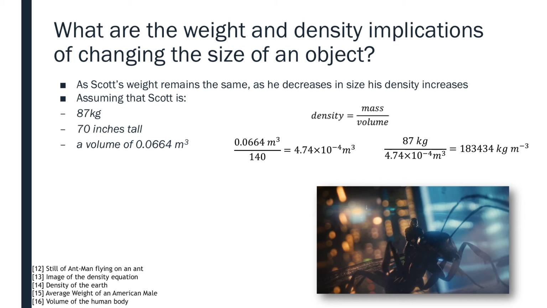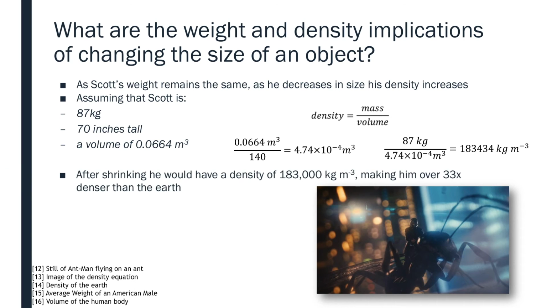In the movie, Scott shrinks to around half an inch, making him 140 times smaller than his normal size. This would give him a density of around 183,000 kilograms per meter cubed, making him over 33 times more dense than the Earth. Throughout most of the movie, examples can be seen where these facts are neglected, such as when he is able to fly around on an ant without crushing it, which is probably done to make the film more entertaining.